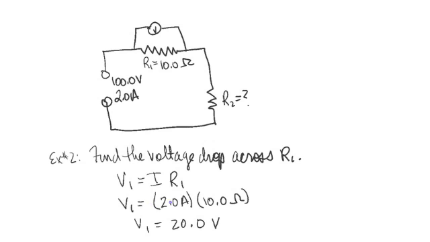V1 is equal to 2 amps. This is a series circuit, so all the current that leaves the power supply flows through both resistors, times resistance of R1, which is 10 ohms, which is given. It says we have a 20 volt drop going through this resistor, which means 100 volts goes in, 20 volts are used on the inside, and 80 volts leave the resistor.